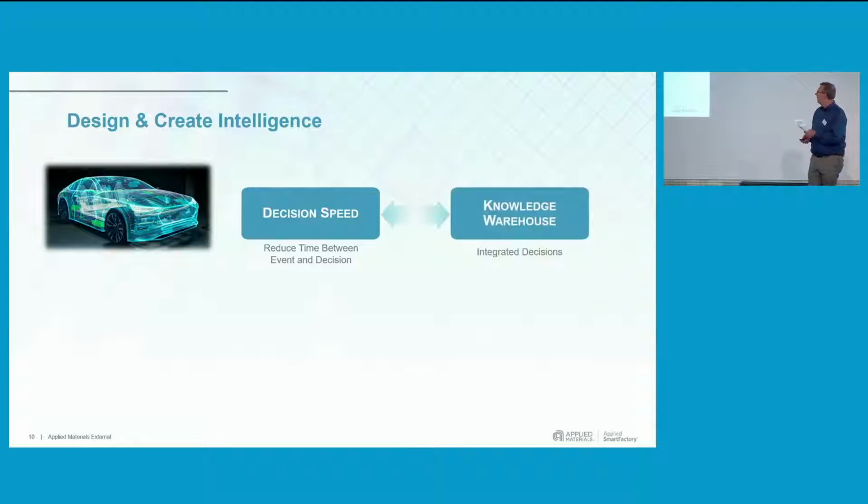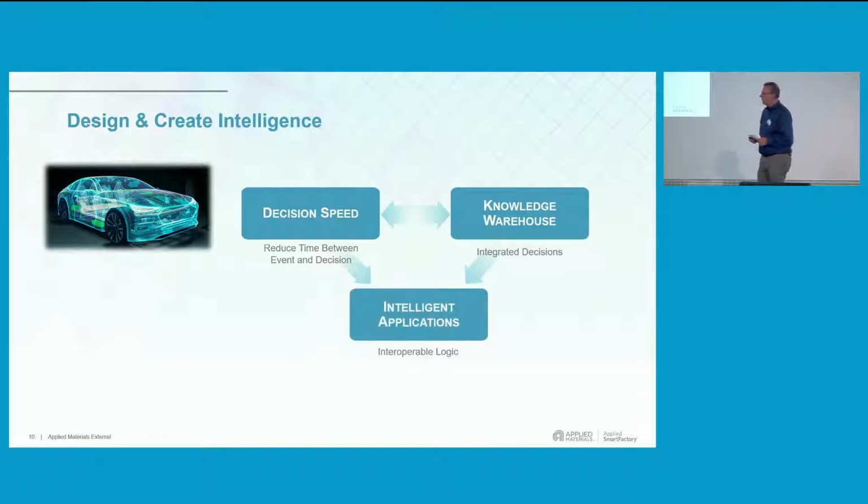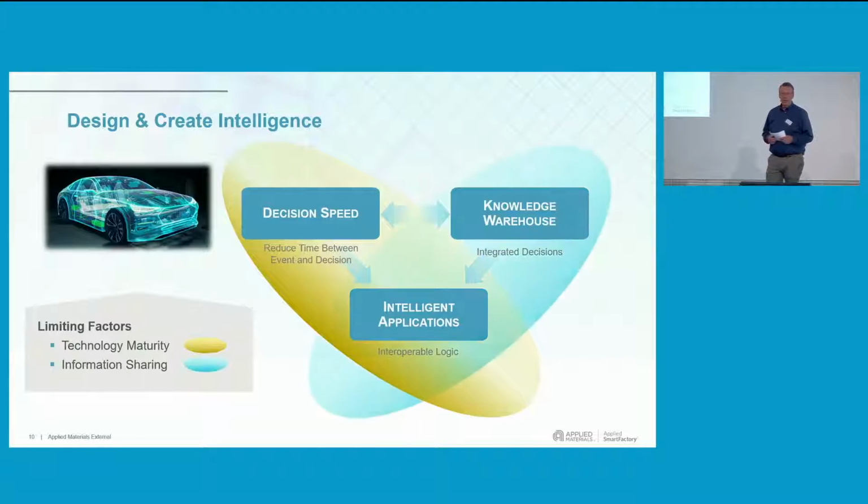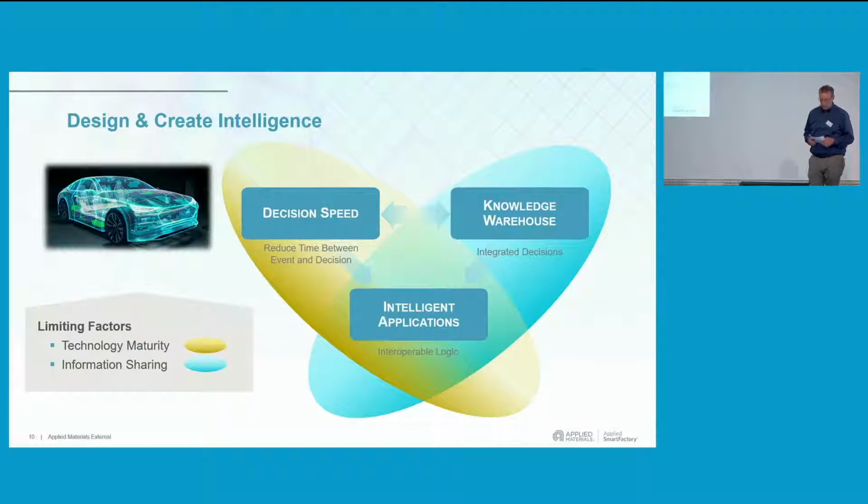And to do that, of course, you've got to have data, you've got to have a knowledge base, you've got to be able to have applications that are intelligent, that know what they're doing and know what kind of decision to make. Well, there's a couple challenges that we face here. One of those is that technology is continuing to mature, okay? And the applications that have intelligence in them are continuing to mature. So these are two limiting factors that we face in automating our factories.